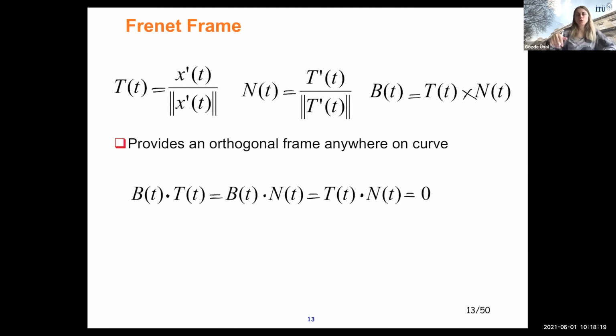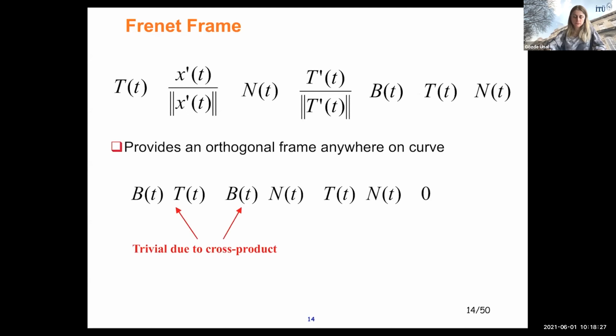Because they are all orthogonal to each other, right? So that's the point of the frame. Of course, these are trivial.